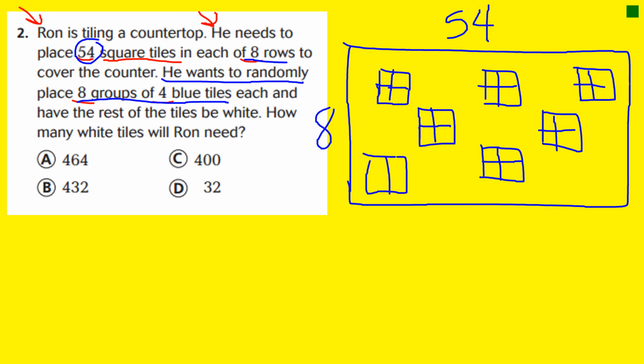Da-dee-da. Let's see. 1, 2, 3, 4, 5, 6, 7. Oh, my countertop's beautiful. I can't wait for Thanksgiving to show the family.